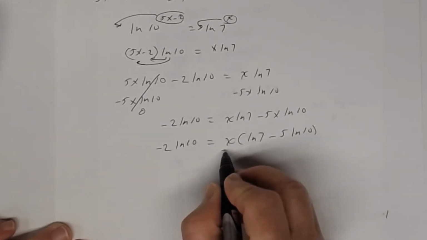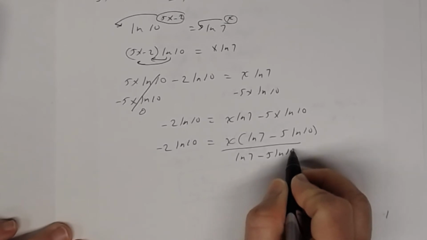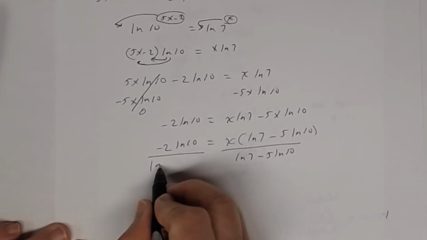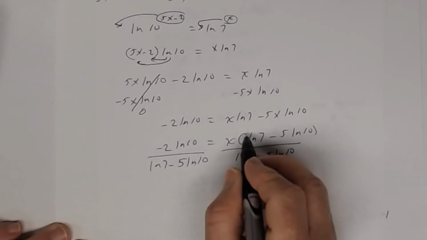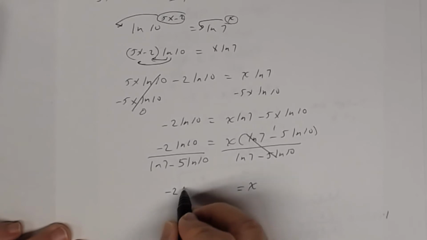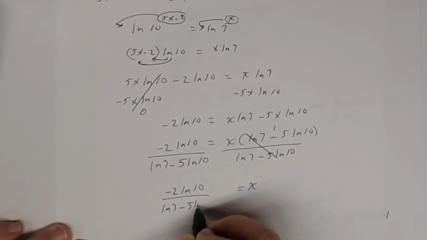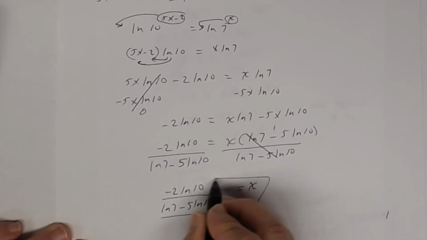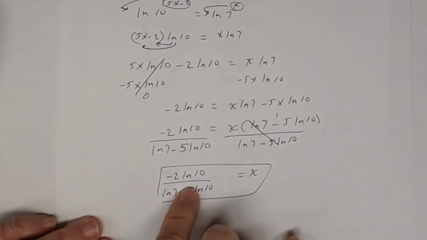So the opposite is to divide both sides by that coefficient, just like this. Let me go ahead and do that. Divide both sides by that, and then these divide out. And so I get x equals -2 natural log of 10 divided by the natural log of 7 minus 5 natural log of 10. That is the answer as well.